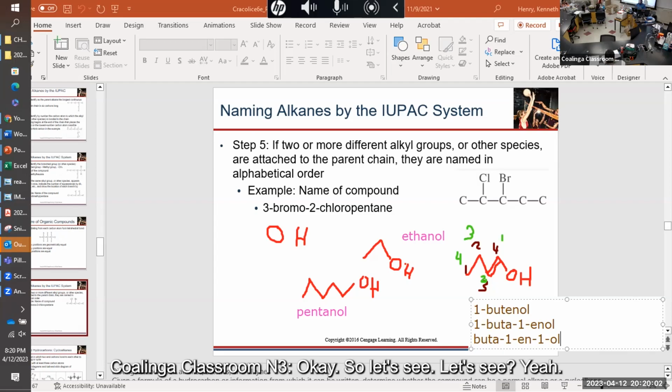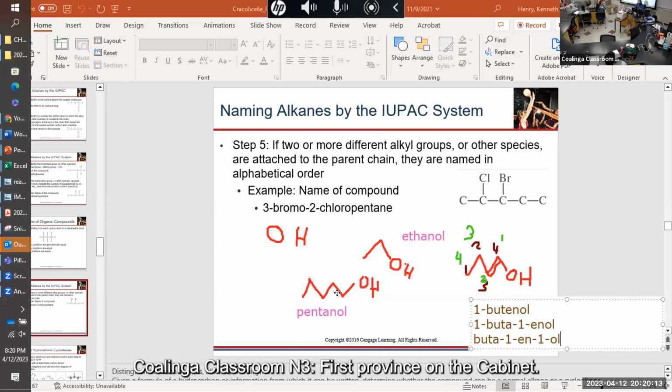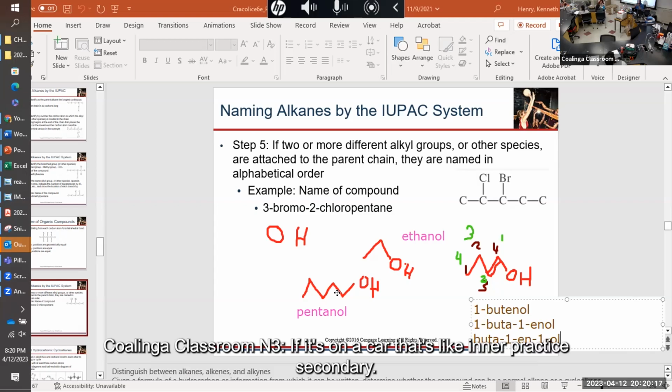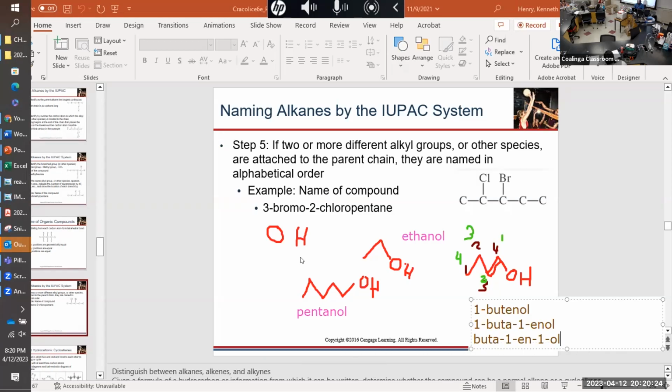Okay, so let me see. Now, this is called a primary carbon because it's on that first carbon. So the alcohol is on the primary carbon. It's on the carbon on the ends. If it's on a carbon on the inner part, it's a secondary carbon. So then your functional group is on a secondary carbon. I'll give you an example of that, and then I'll show you how to work with that.